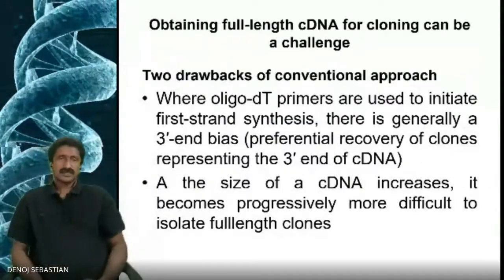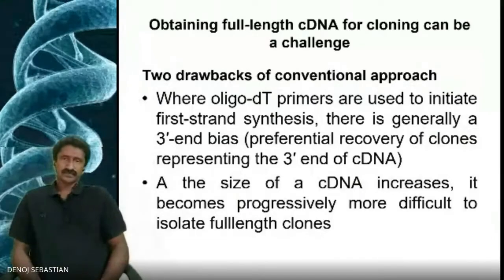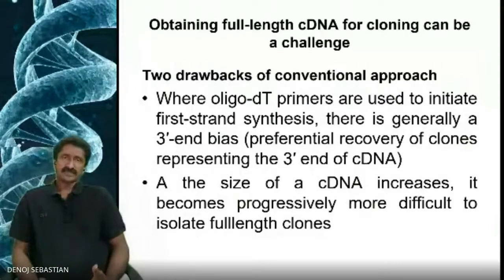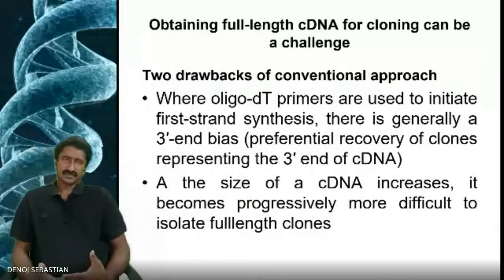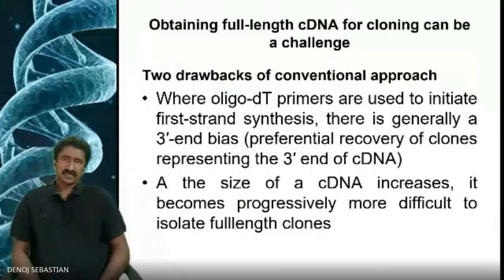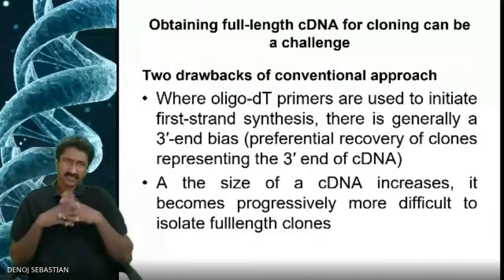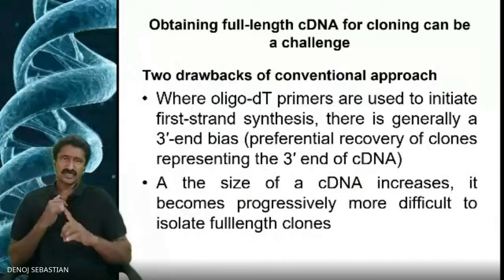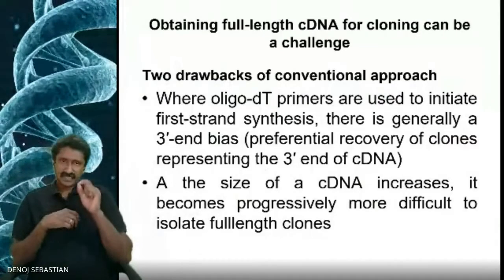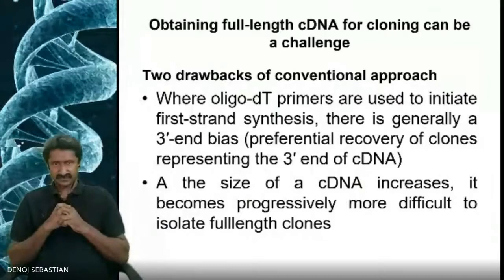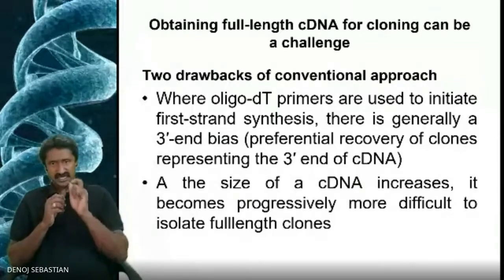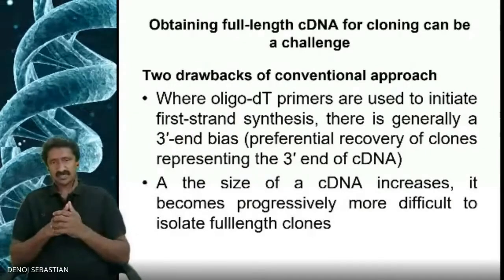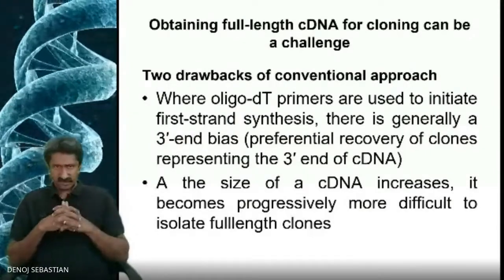So there are some drawbacks for obtaining the full-length cDNA. Two drawbacks of the conventional approaches are listed here. Where oligo dT primers are used to initiate the first strand synthesis, there is generally a 3' bias, or preferential recovery of the clones representing the 3' end of the cDNA.